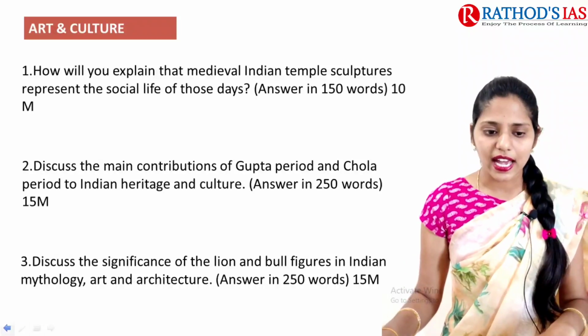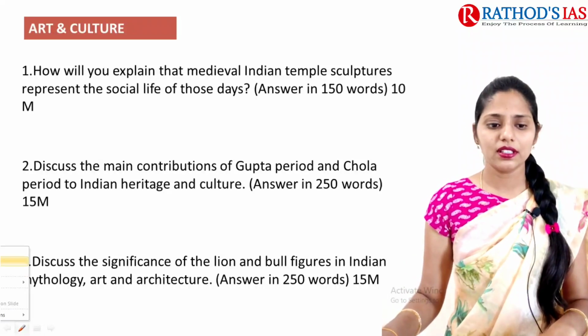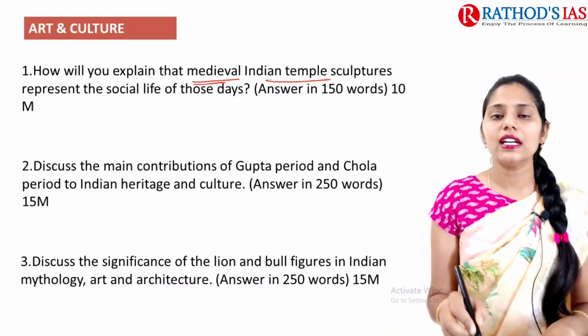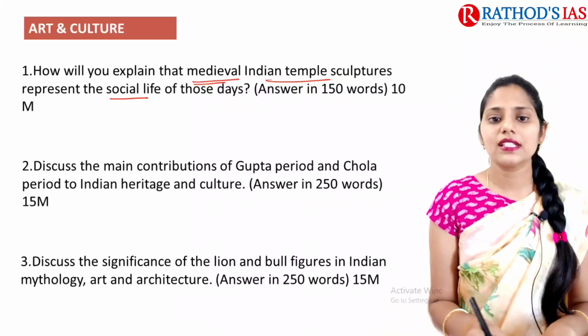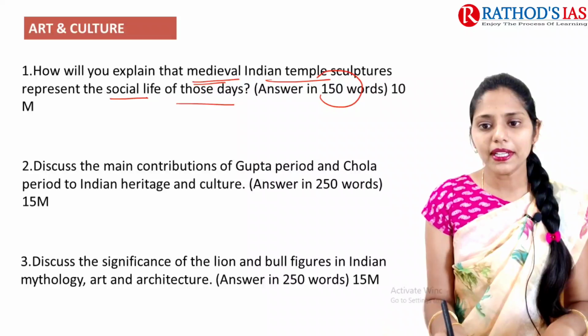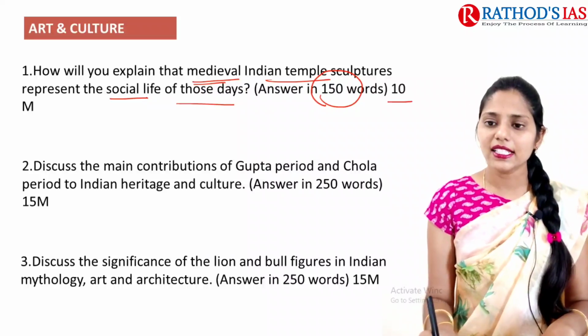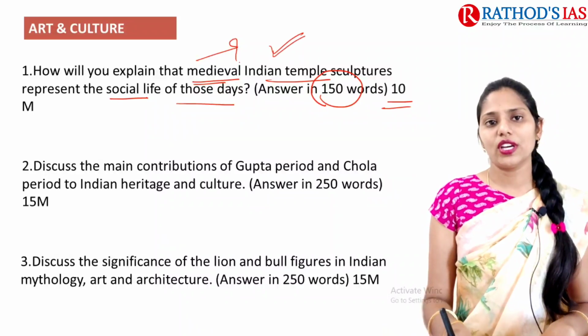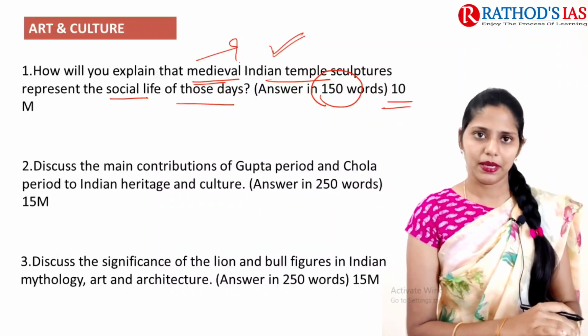So from art and culture, as I said, 3 questions appeared. The first question is: how will you explain that medieval Indian temple structures represent the social life of those days? The word limit is 150 words and it is a 10 marker question. So let us try to think why this question is in this year's paper.